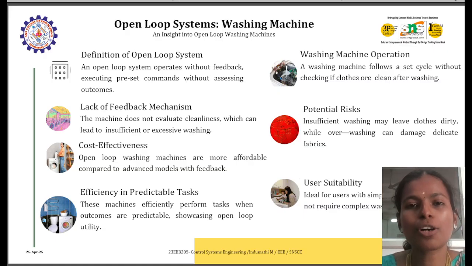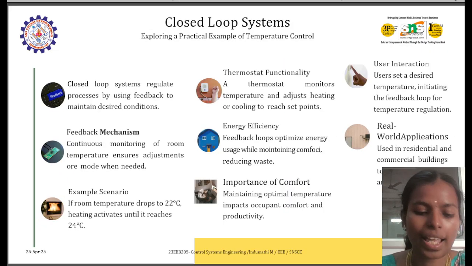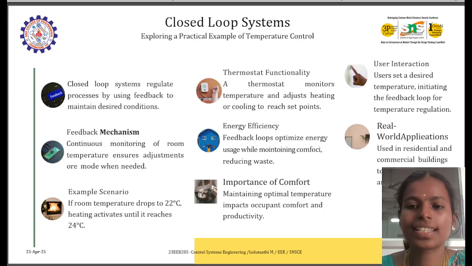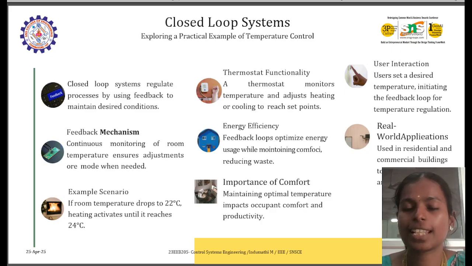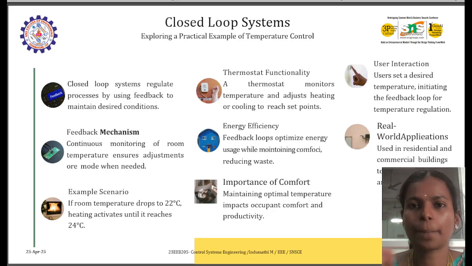The system does not give any feedback in the washing machine. Okay, I think you can understand this here. And now here is an example of a closed loop system. You can take a thermostat. For example, you are sitting in a room and your room temperature is very low. You need to warm it up.